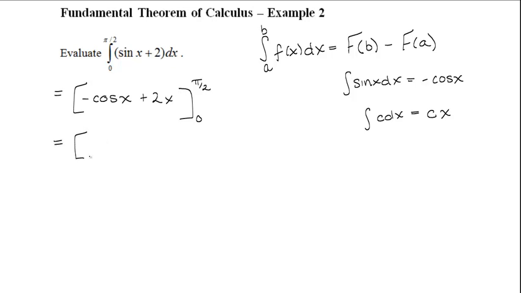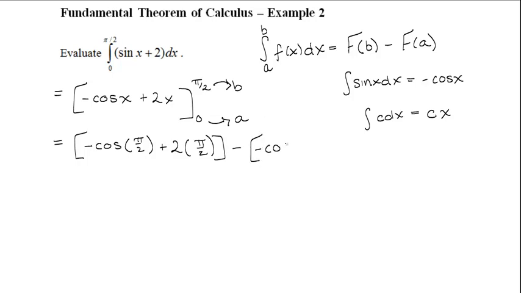So now we can start to plug in our values. So first we have to start with our b value. Your b value is always your top value, and your bottom value is always your a value. So if we plug in the b everywhere we see x, we're going to get negative cos pi over 2 plus 2 times pi over 2. And now we're going to plug in our a value. So we have minus cos 0 plus 2 times 0.